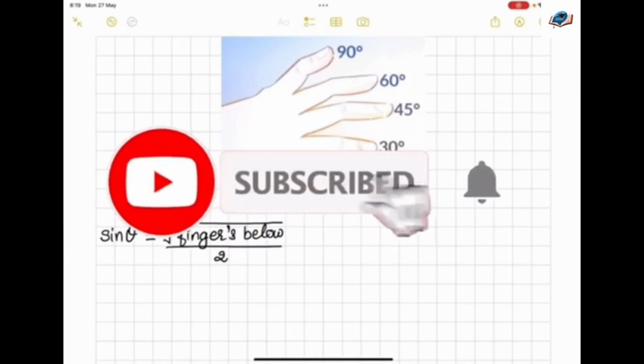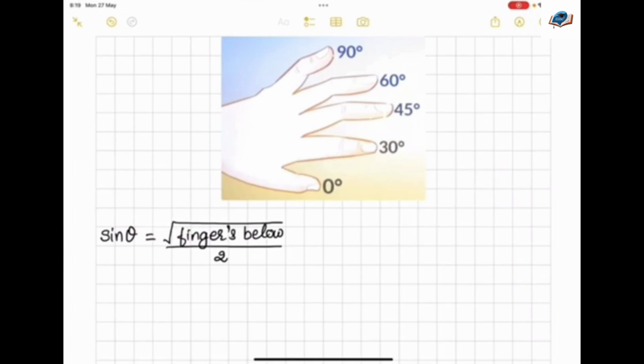Today we are going to learn some important relations of sin theta, tan theta and cos theta. If I take my left hand, my thumb will be 0 degree, my first finger will be 30 degree, 45, 60, and the smallest finger will be 90 degree. For sin theta the formula is square root of fingers below upon 2.